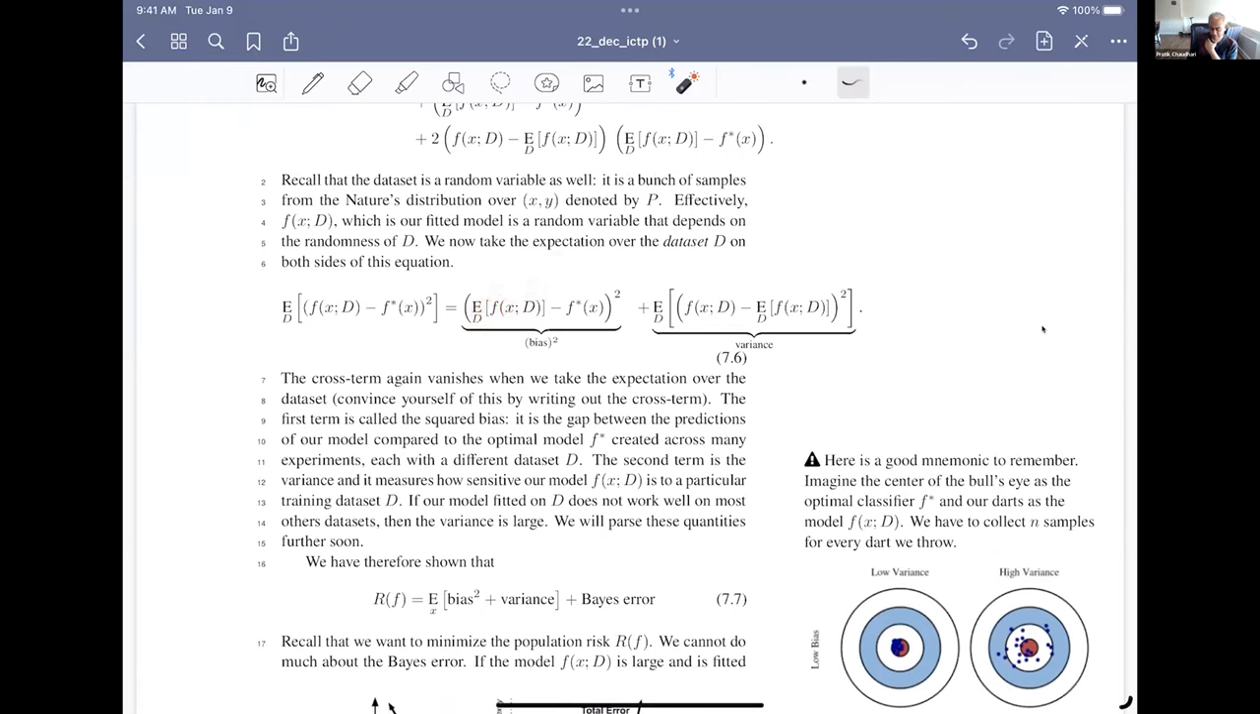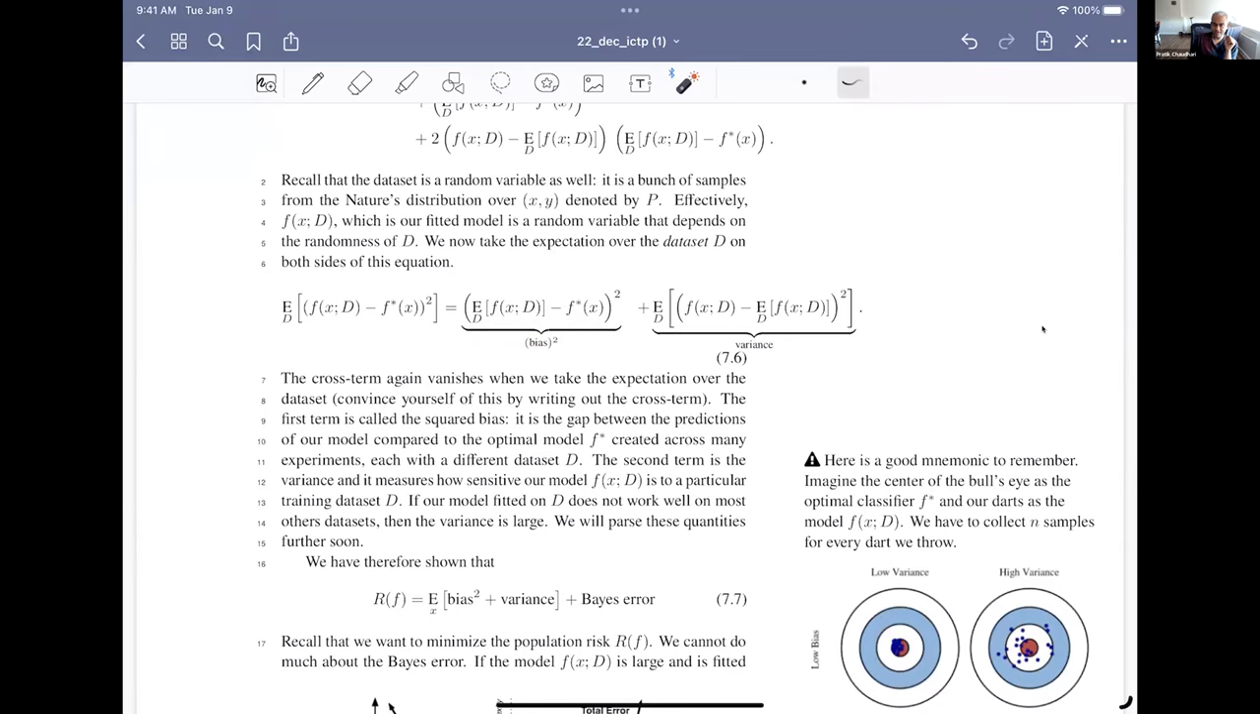Bias is the gap between the average predictions of the model learned on different data sets, and the best predictions F star. F star is, remember, something that we don't get to see or use ever. It is the best model that you could ever have for the outputs. So in some sense, this is the one you want. This is the one that you have, that you can calculate at the end of your training. This is the predictions that you get if you train many, many times on many, many different data sets. So on average, this is how far away you are from F star. Okay, it is the bias.